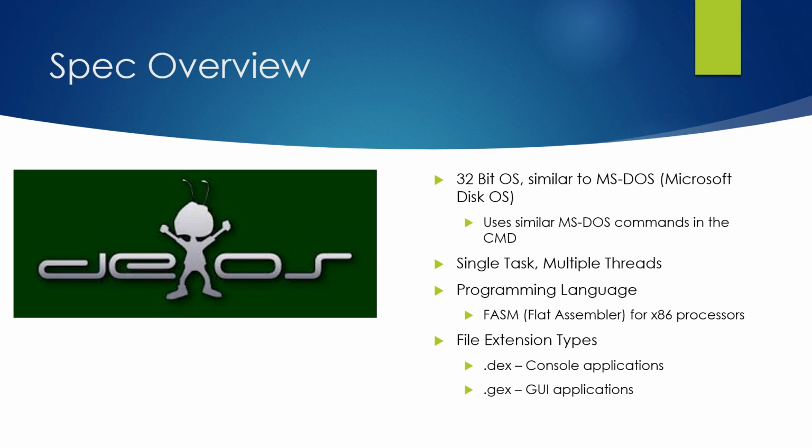Now the file extension types, there are two main types of file extensions that Dex uses. There's .dex, which is for all your console applications, or if you want to load a program to give you some type of functionality, and then your .gex, and this is for all of your GUI applications. So we'll be showing an example of this at the end of our slides, and it'll show pretty much how the OS works, how you can use it, and how the different file extensions work.